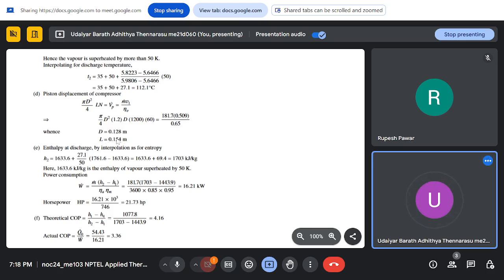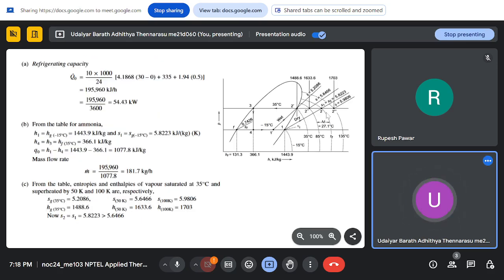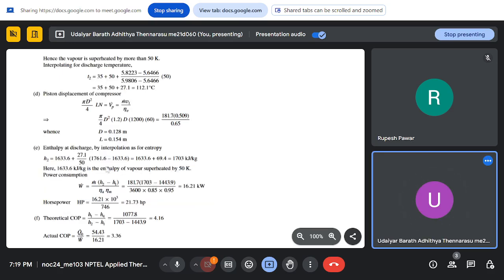So this gives you the dimensions of the compressor. Next is the enthalpy at discharge of the compressor, H2. Corresponding to this temperature and entropy, you can find H2 from the graph straight away here, or we can do an interpolation. That will give you the enthalpy of 1703 kilojoule per kg.